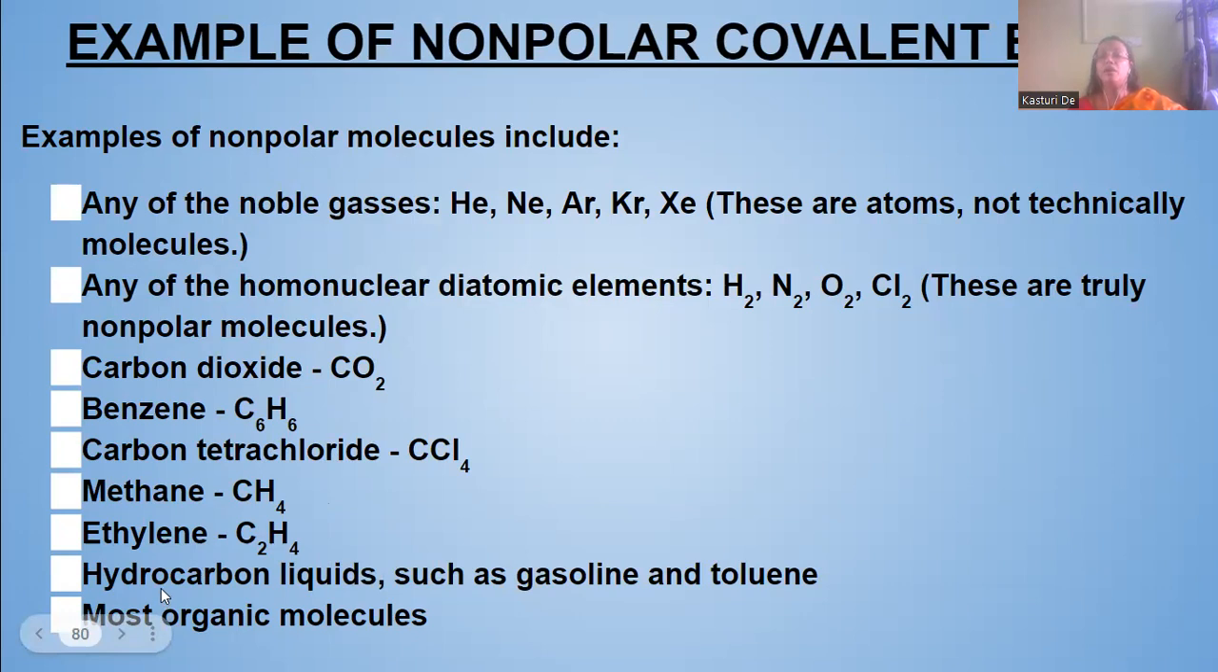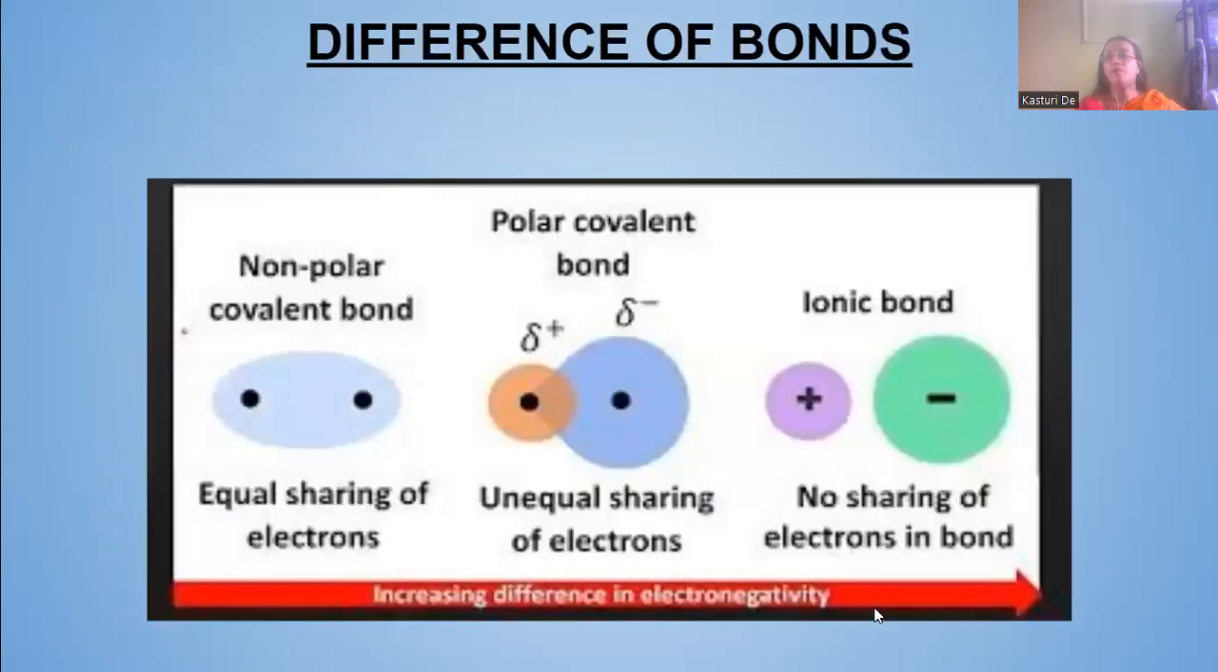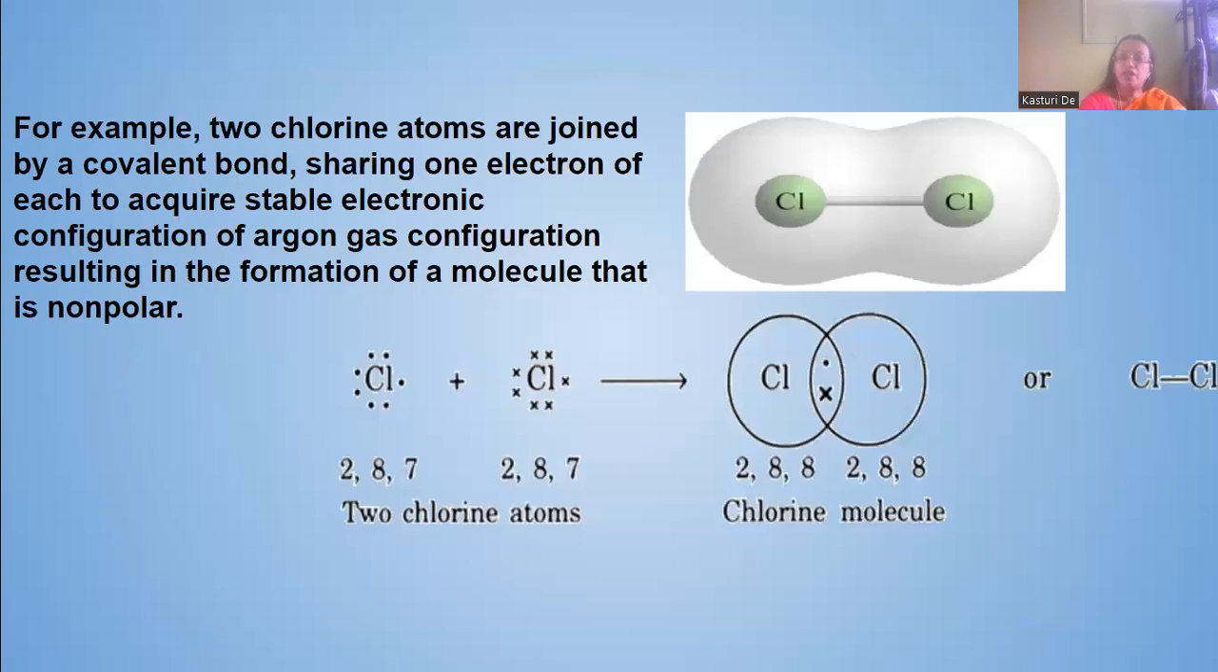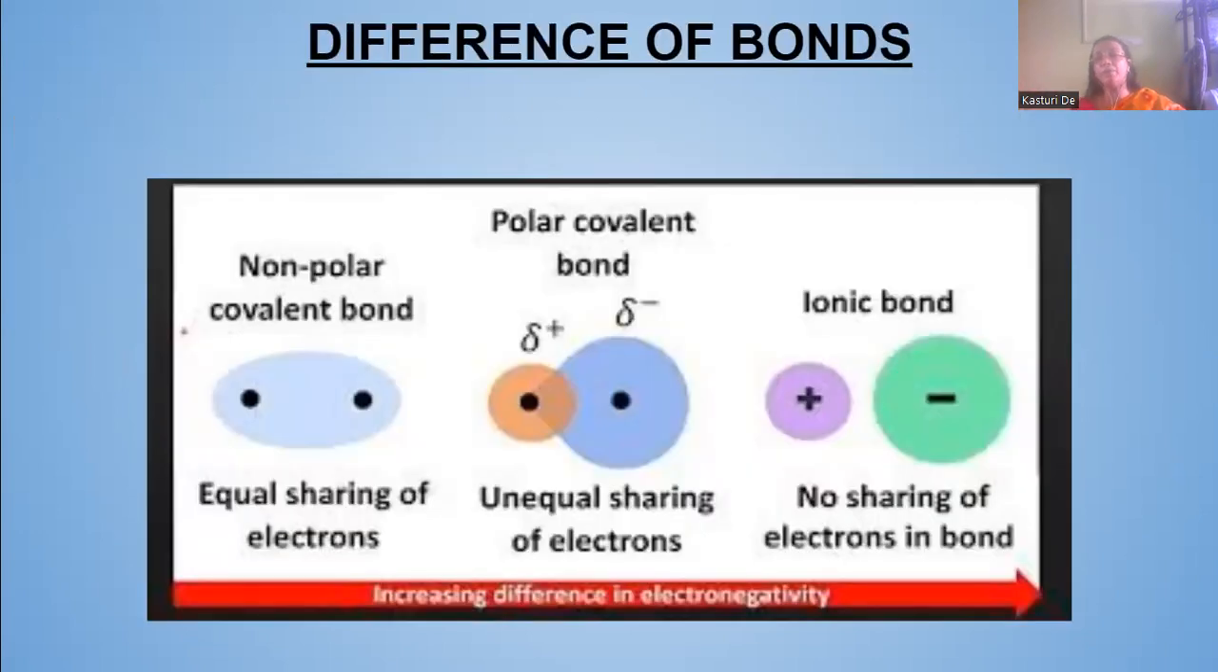Then hydrocarbon liquids such as gasoline, toluene, and most organic molecules are also non-polar. So what is the difference between non-polar covalent, polar covalent, and ionic bonds? In a non-polar covalent bond there is equal sharing of electrons. In a polar covalent bond there is unequal sharing of electrons. And in an ionic bond, there is no sharing of electrons.